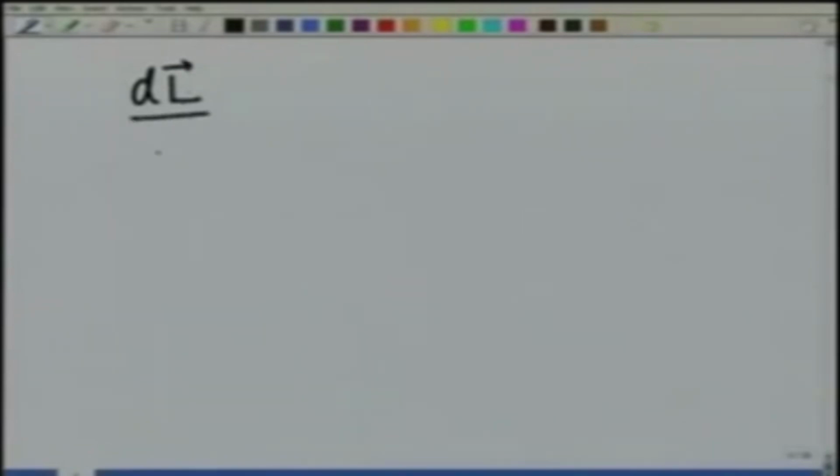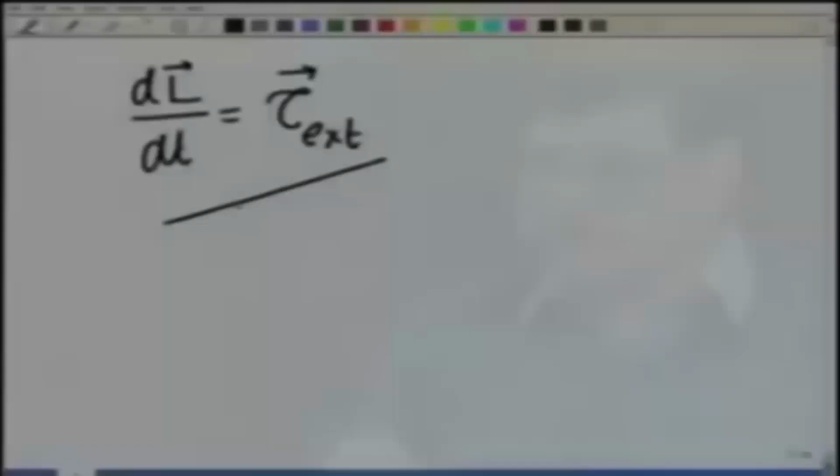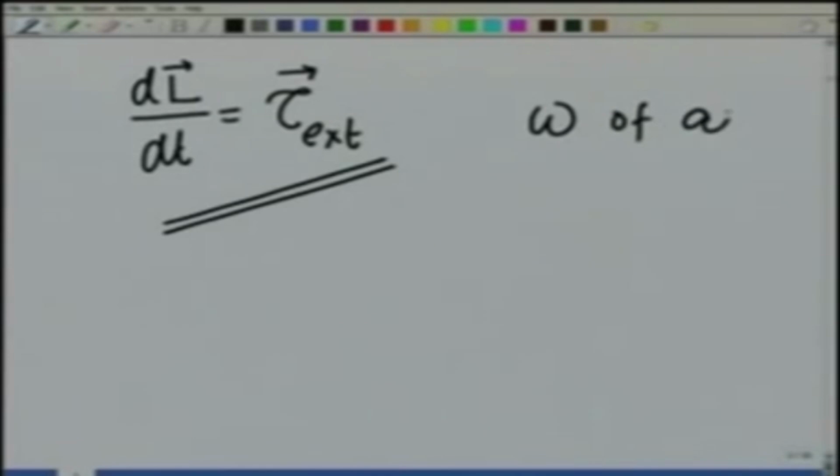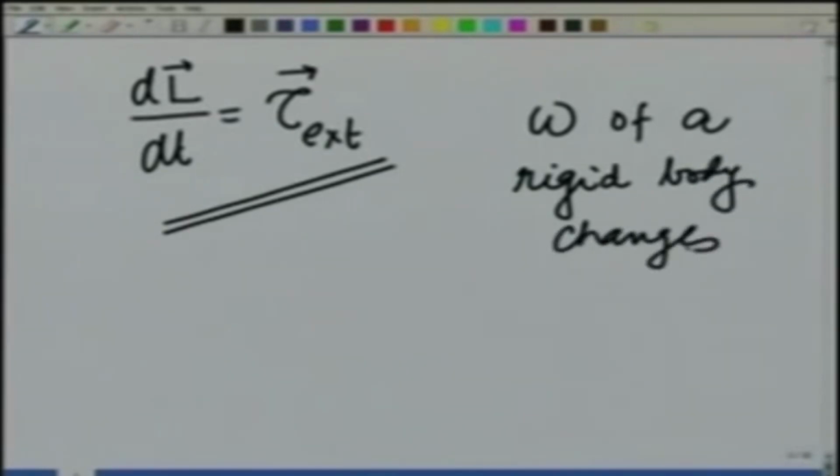Whatever I have shown in these demonstrations can be easily explained by using the equation that the rate of change of angular momentum is tau external. Not only that, while doing these demonstrations, I was also showing you how the angular speed or angular velocity of the body was changing. So after having solved this equation, I should also be able to tell you how omega of a rigid body changes, and therefore with time how the body changes its orientation.